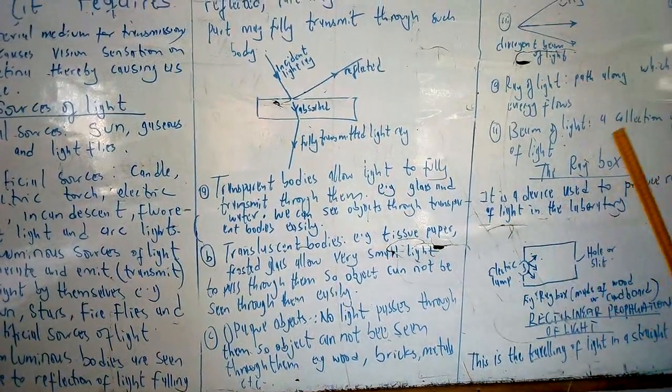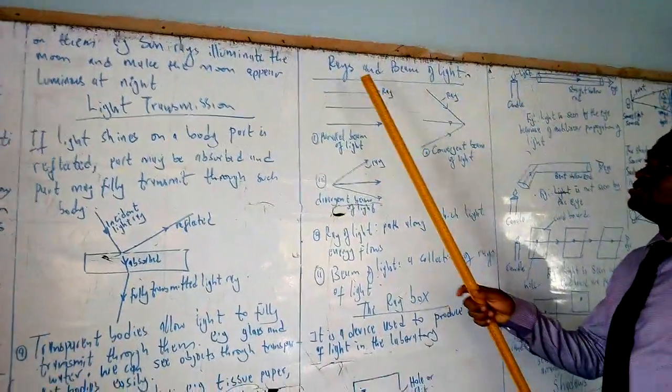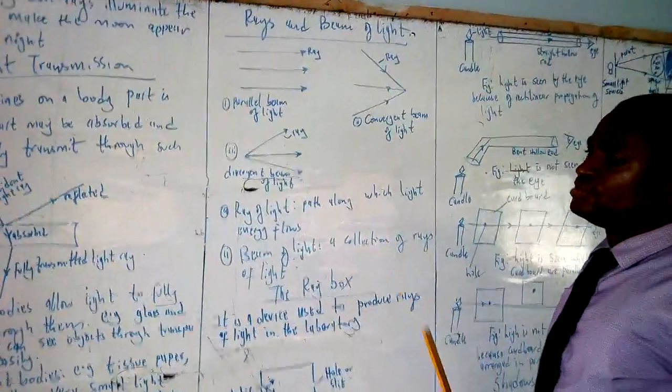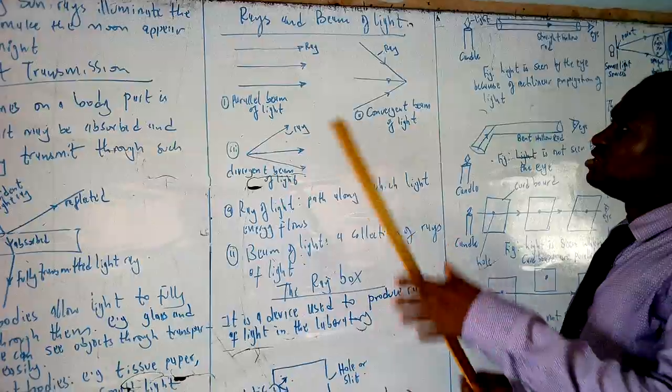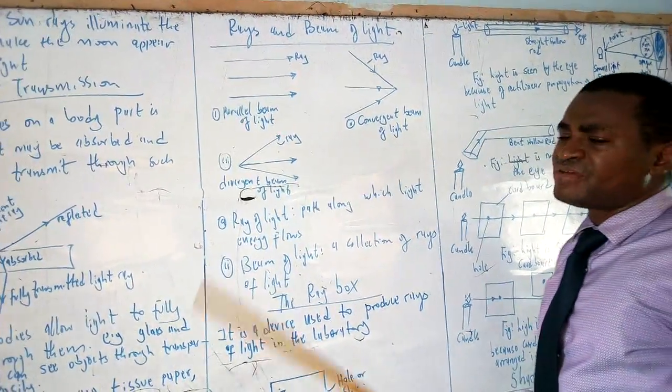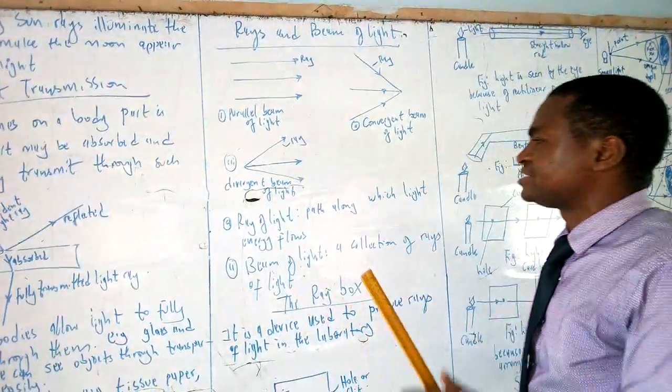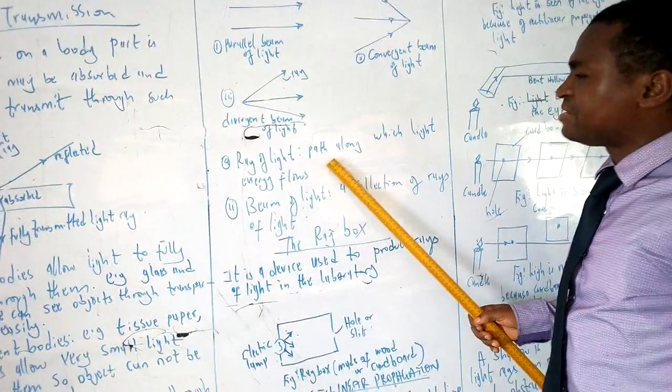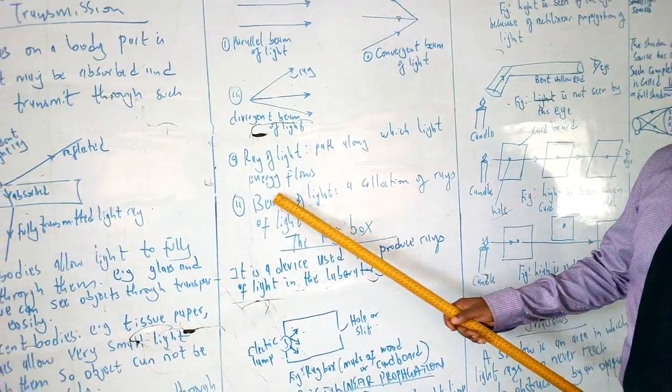Now, there are two other parameters we need to take note of. The first one is the light ray, and the other one is the beam of light. There is a difference between a ray of light and a beam of light. A ray of light is simply the path along which light energy flows.